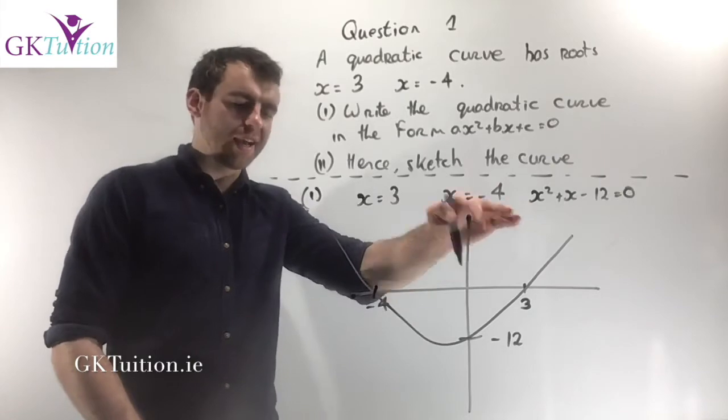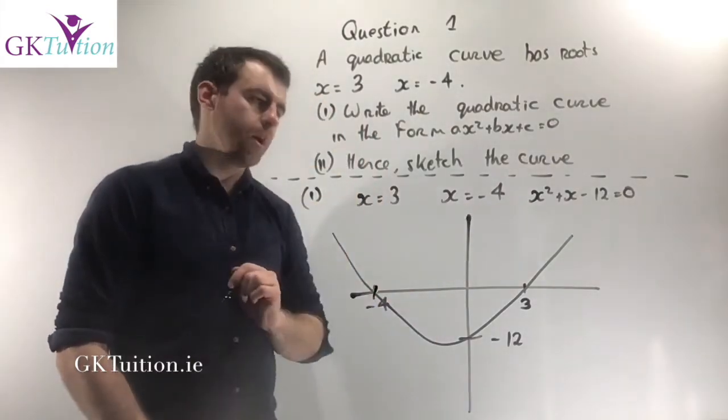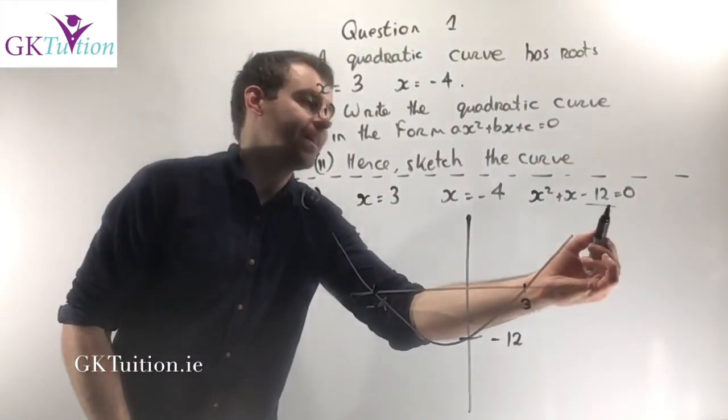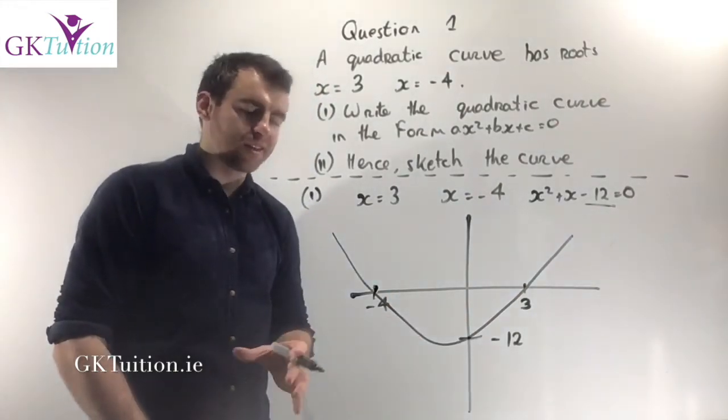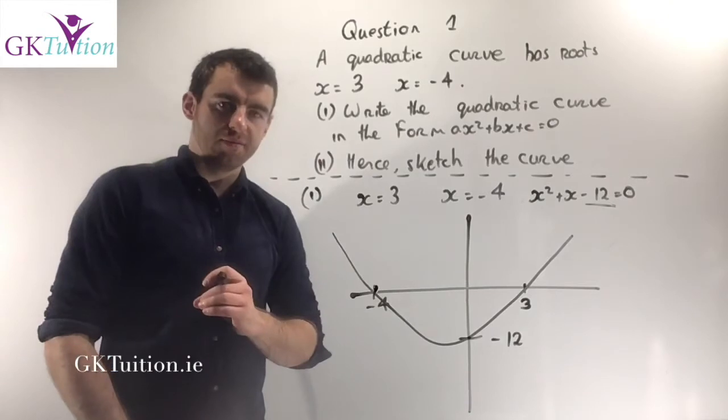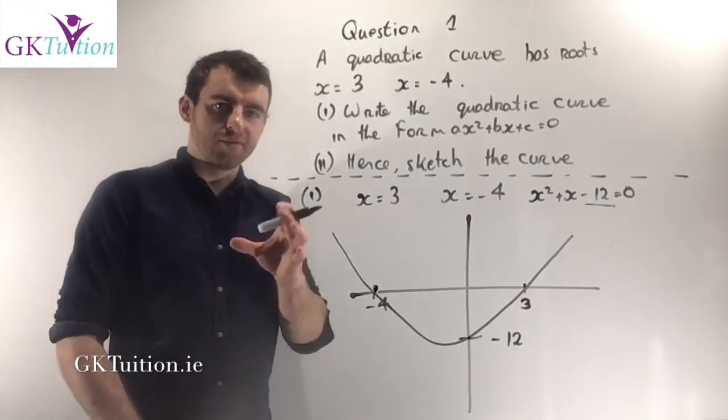If it's a plus x squared, then that means it's a U-shape. And if there's a -12 at the end when it's written in this form, that indicates that it crosses the y-axis at the point 0, -12. So that's all that we need to look at for part 1.